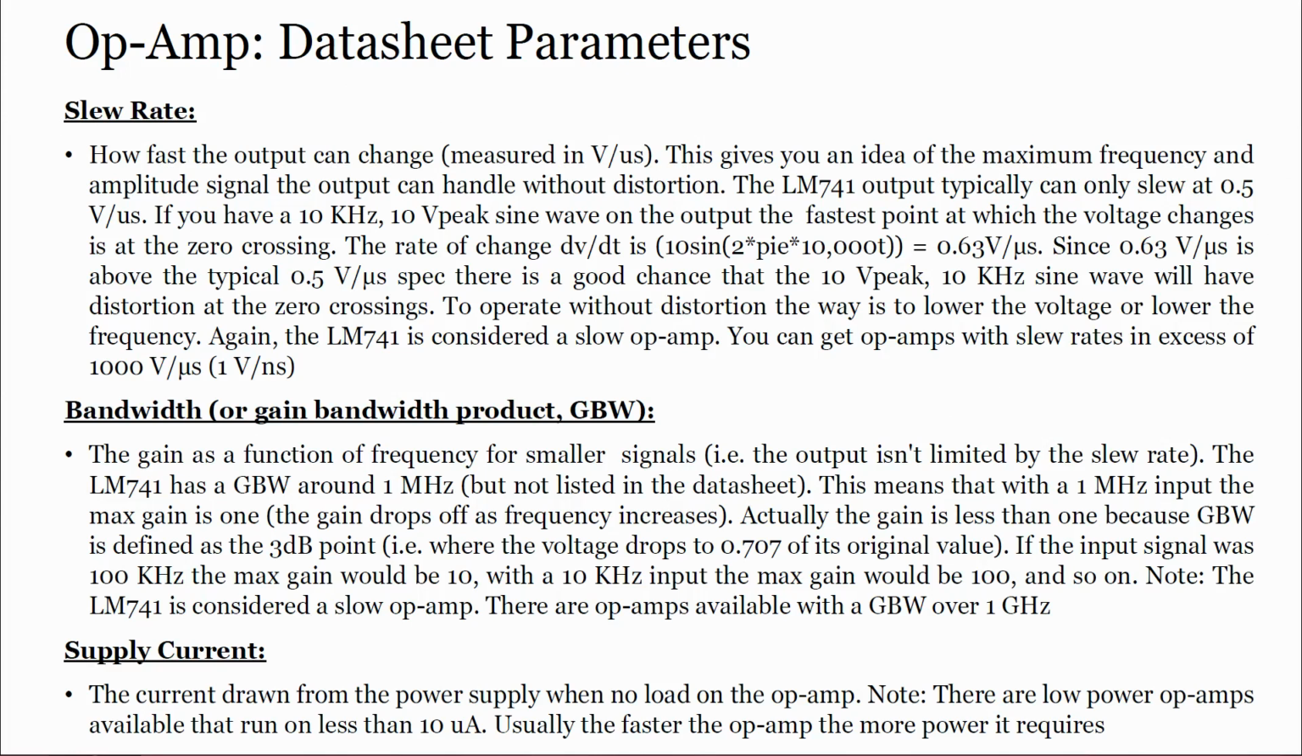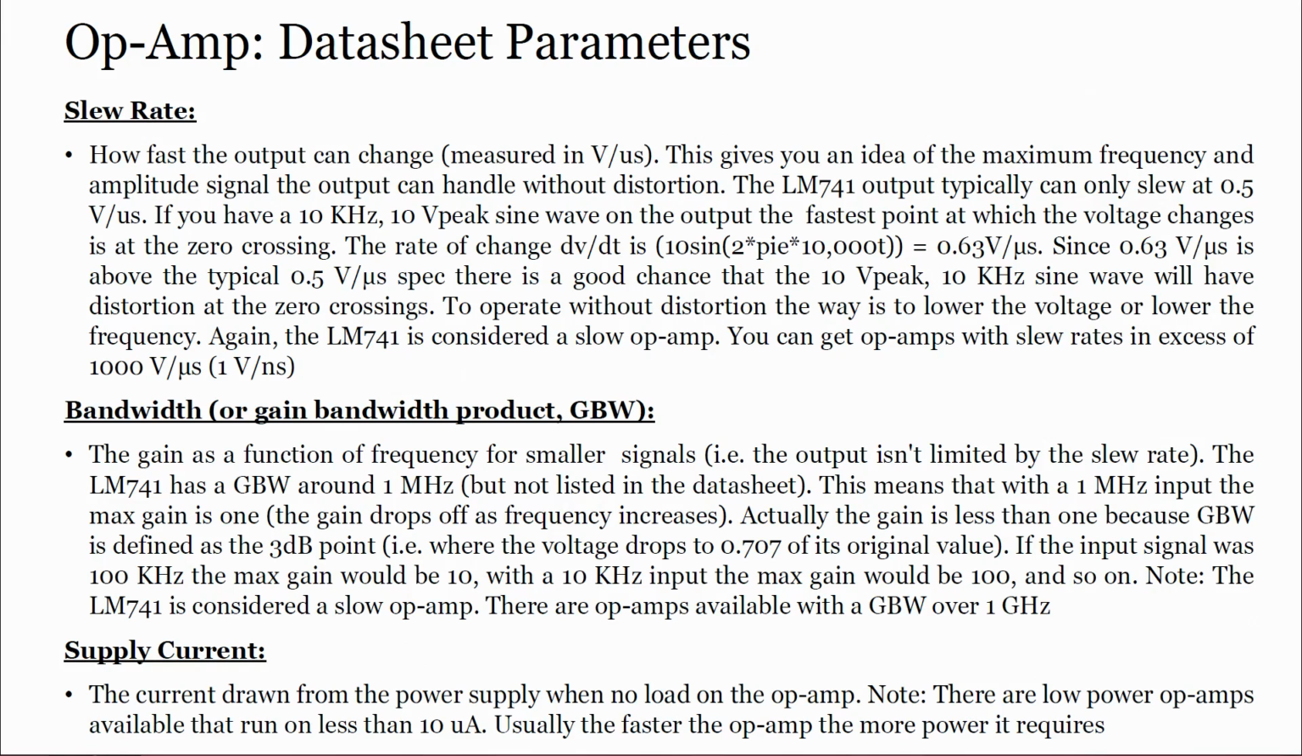So, if you want to avoid this distortion, what can we do? We can either lower the voltage so that the rate of change comes to around 0.5 volt per microsecond or below it, or we can lower the frequency. By lowering the voltage or frequency, the rate of change dV by dt will be less than 0.5 volt per microsecond. Again, the LM741 is considered a slow op amp. However, you can get op amps with a slew rate in excess of 1000 volt per microsecond, or 1 volt per nanosecond. So slew rate can be very fast.